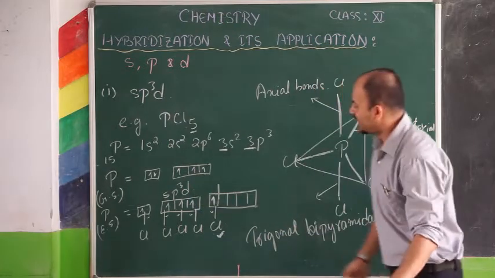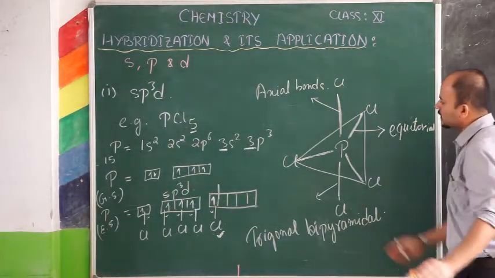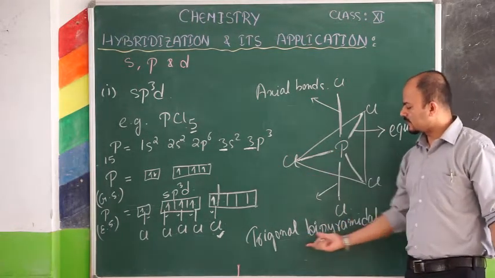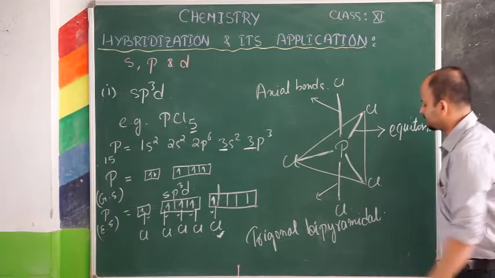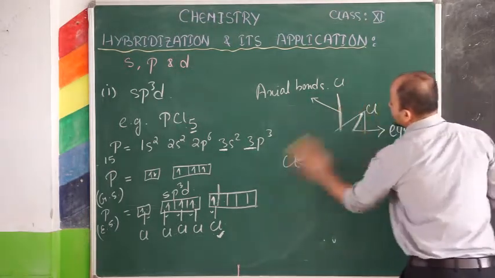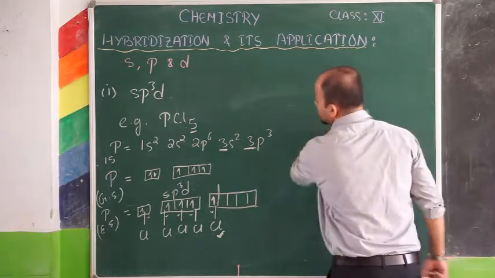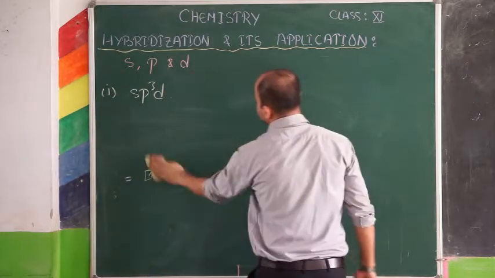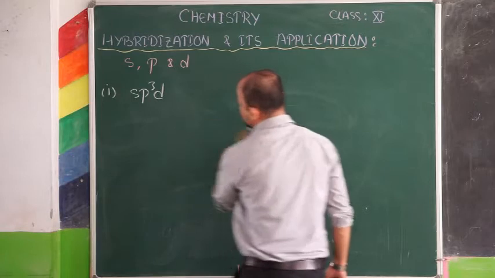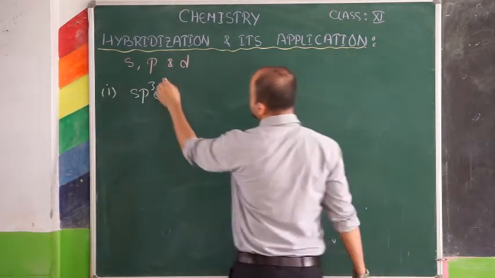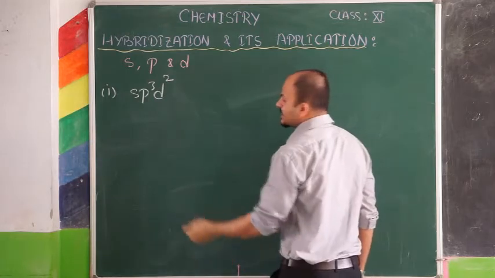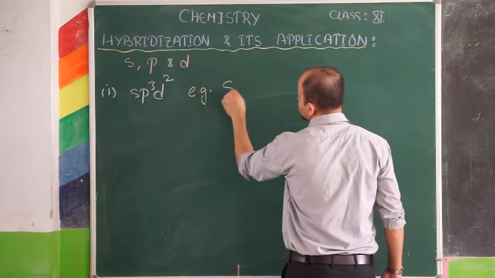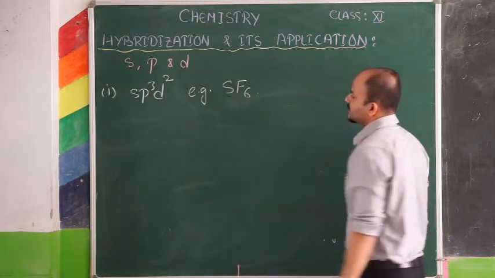Now let's discuss sp3d2 hybridization. You have to remember the geometry. If it is sp3d hybridized, then it is going to have trigonal bipyramidal geometry. Now let's discuss sp3d2 hybridization. The second example: here we have sulfur hexafluoride, SF6.